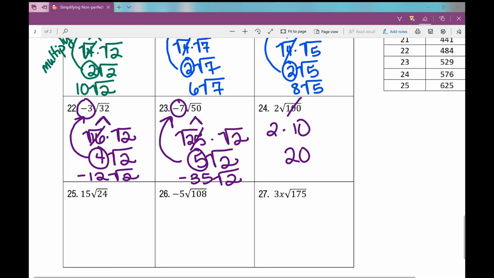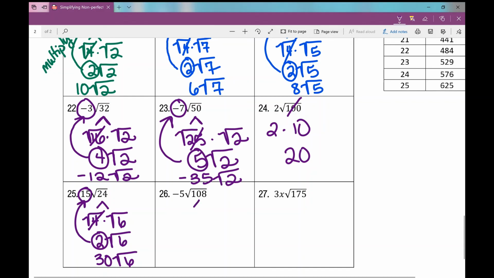15 square roots of 24. So the first thing I'm going to do is simplify the square root of 24 and find the biggest perfect square that goes into 24. And it's 4. Well, 4 times 6 is 24, so the square root of 4 times the square root of 6 is the square root of 24. And then we're going to simplify only the one that's the perfect square, which is the square root of 4. It's 2. So I'm going to rewrite it like that. But because I had that number out in front, I need to multiply 15 times 2 to get 30 square roots of 6.